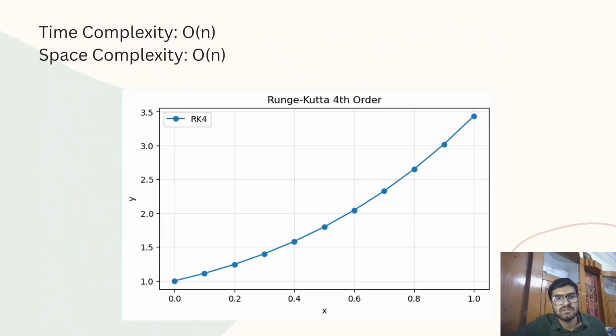The time complexity and the space complexity for the Runge-Kutta method of fourth order is big O of n, and the geometrical interpretation shows how the values are changing with respect to x, y.